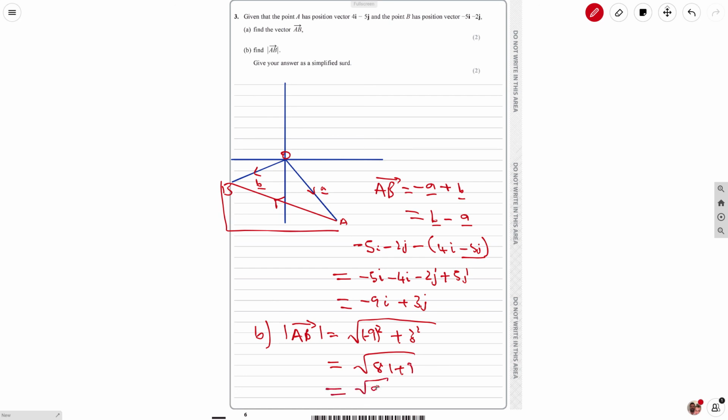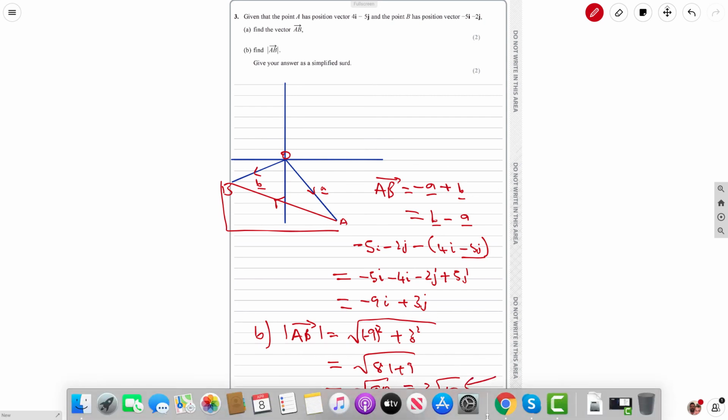Okay, if we do it without a calculator, we get root 90, and then we need to simplify that. It's going to be root 9 times root 10, and root 9 of course is 3, so it's going to be 3 root 10. Okay, but really under exam conditions, just pop this into your calculator and it will give you this simplified surd form for your final answer.